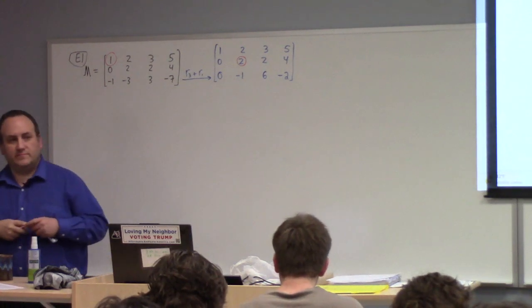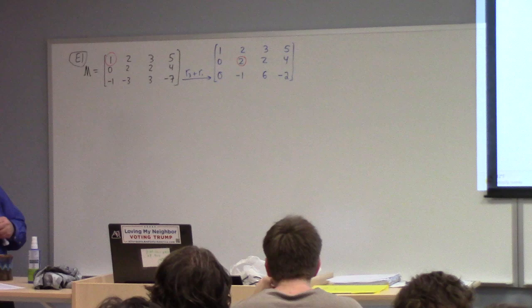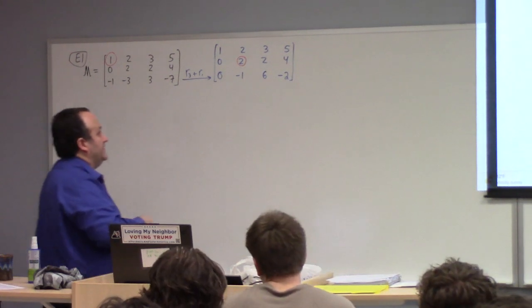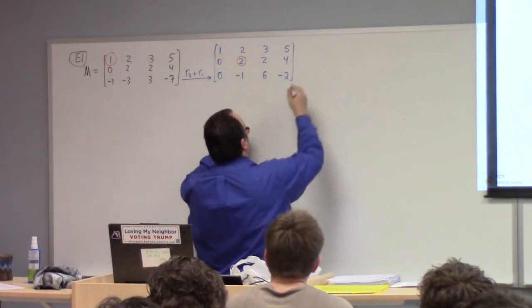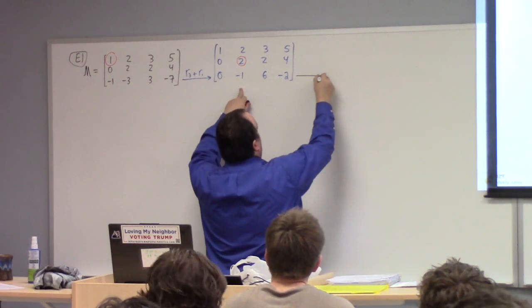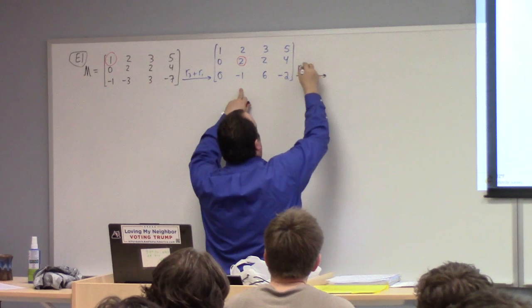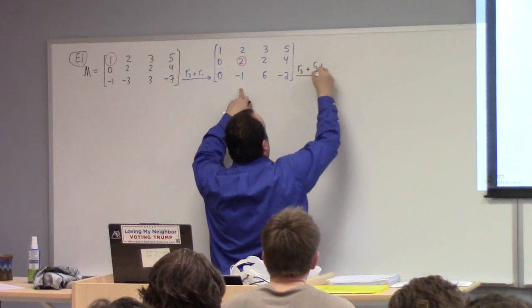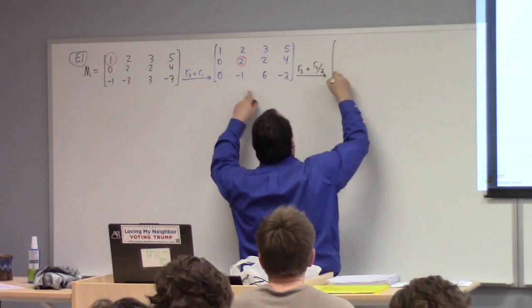Or you could, in principle, well, anyway, let's just make it 2. There are more than one choice here, but that's the choice that I'm going to make. And then to get rid of this, I'll use fractions. So this is row 3 plus row 2 divided by 2. All right, what's that give me?